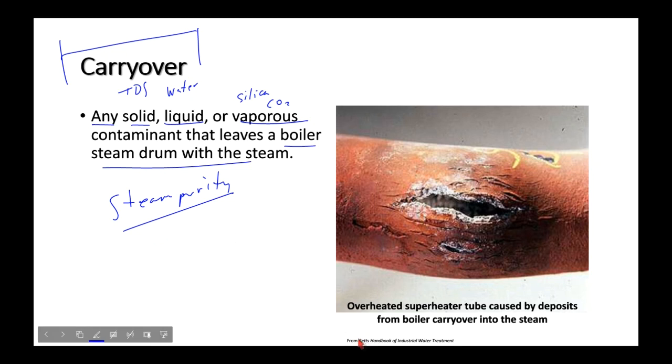And again, it's from my go-to publication from Suez. And this is an overheated superheated tube. How did this happen? Well, because we had moisture that left the steam drum. So let's say that we had really 99.9% dry and saturated. Really, really good. What do you guys get from boiler number 4? You guys have done the calorimeter. What's our dryness fraction for boiler number 4?